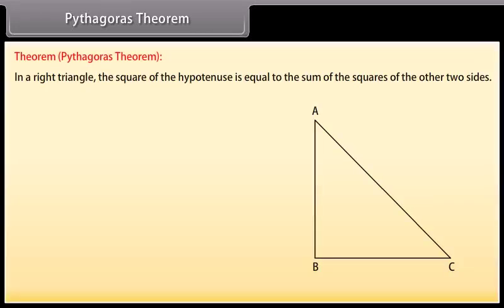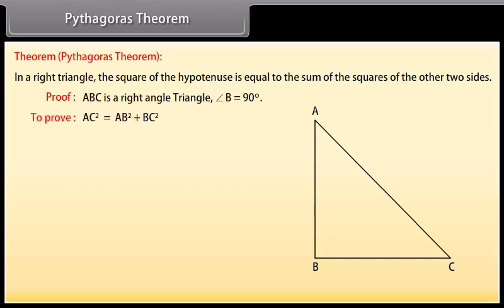In a right triangle, the square of the hypotenuse is equal to the sum of the squares of the other two sides. Let us prove this theorem. Given: ABC is a right-angled triangle. Angle B is equal to 90 degrees. To prove: AC square equals AB square plus BC square. Construction: Draw BD perpendicular to AC.